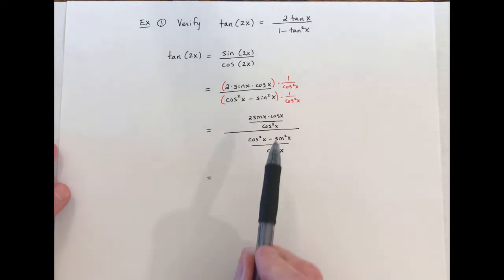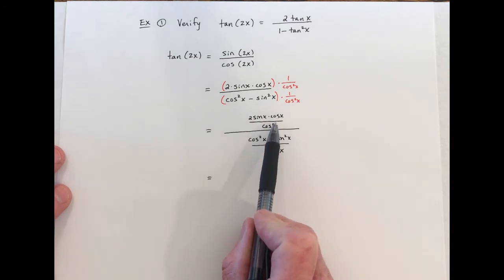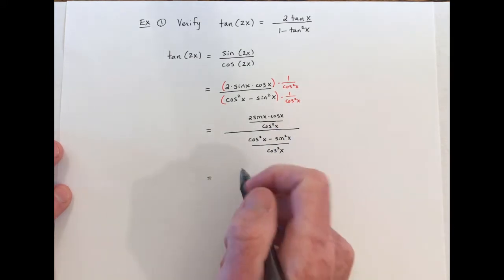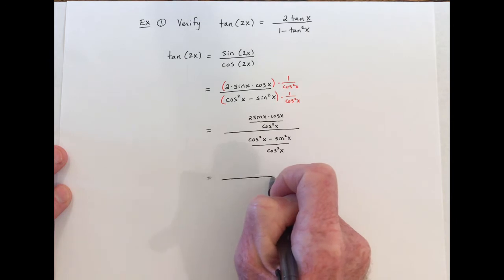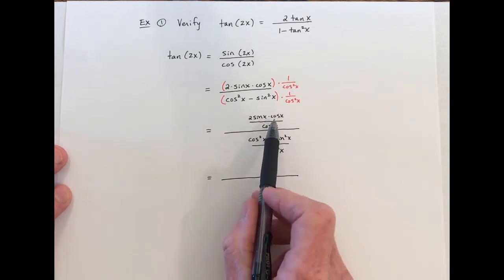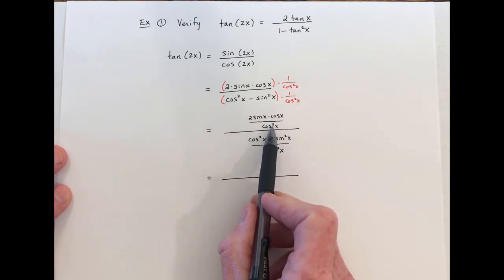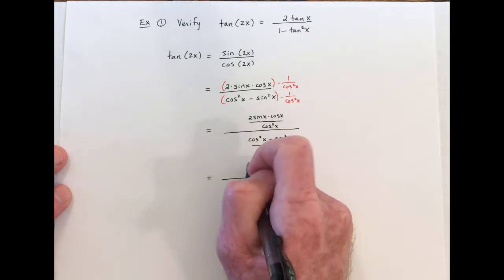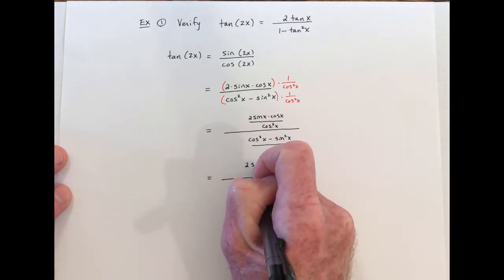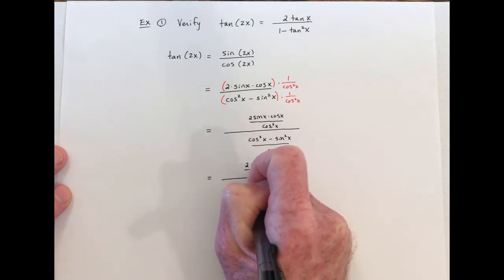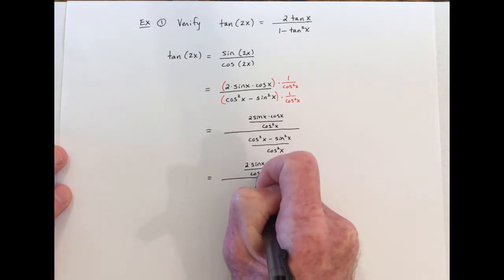And then start reducing. So this cosine will cancel one of those cosines. Okay, first of all, here's my main fraction bar. This cosine will cancel one of those cosines, but it'll still leave one on the bottom. So this will still be on the top, 2 sine of x, and now it's only going to have a single cosine on the bottom.